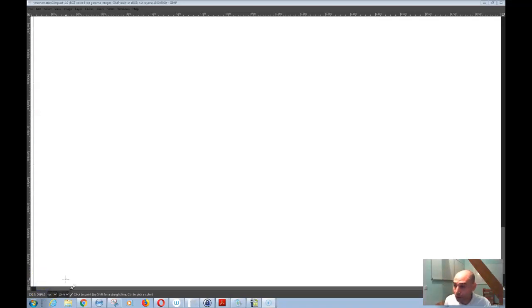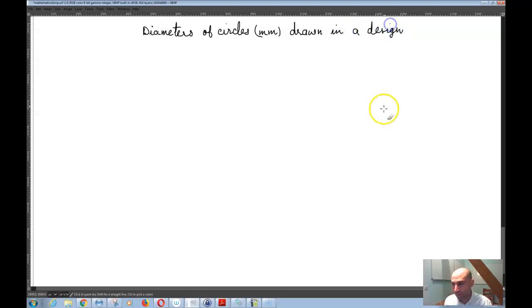Okay, so we have one more question here. It says that the diameters of circles in millimeters drawn in a design are given below. So these are the diameters of circles in millimeters, drawn in a design. They are given in this table.